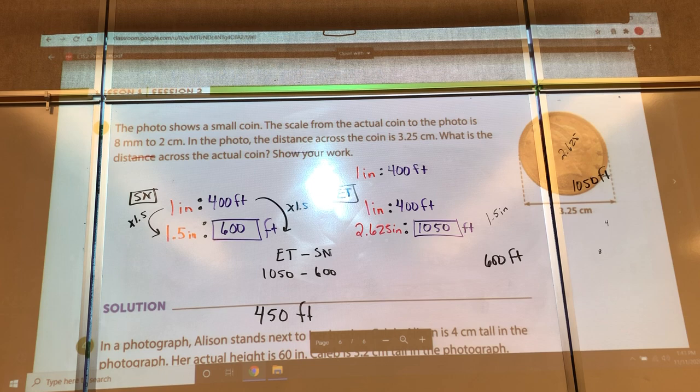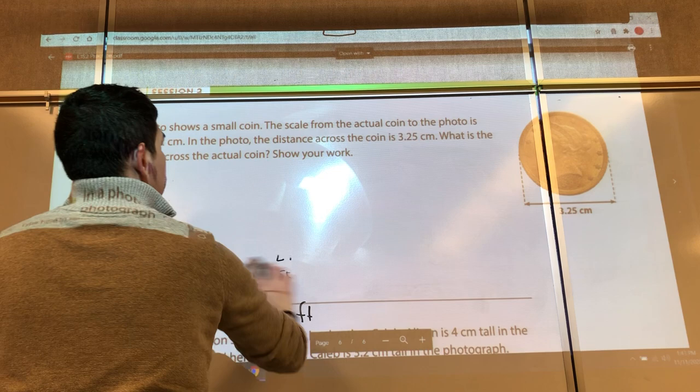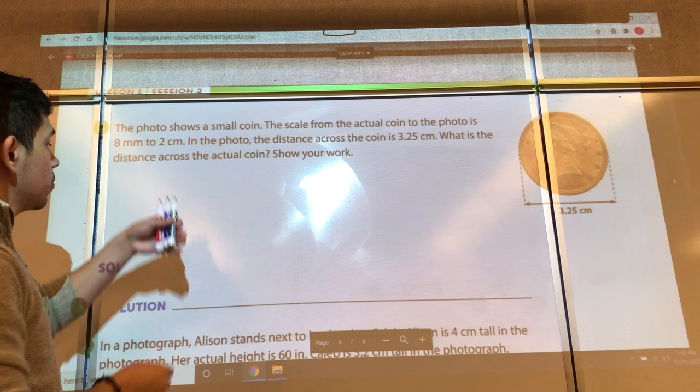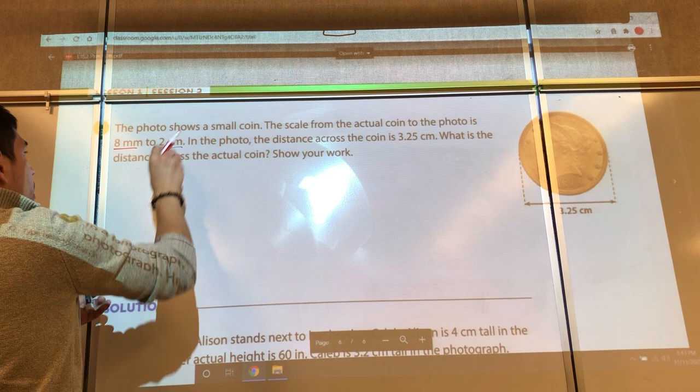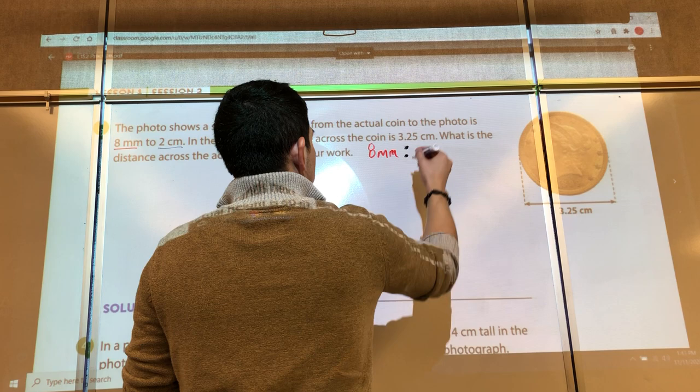All right, this is number three now. Number three says, the photo shows a small coin. The scale from the actual coin to the photo is 8 millimeters to 2 centimeters. Okay, very important to know. We're going to say 8 millimeters, 2 centimeters. Okay, very nice.